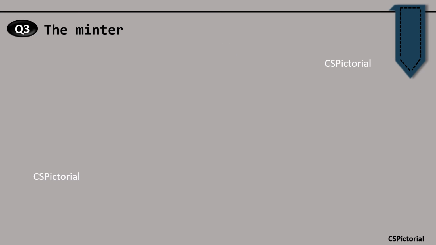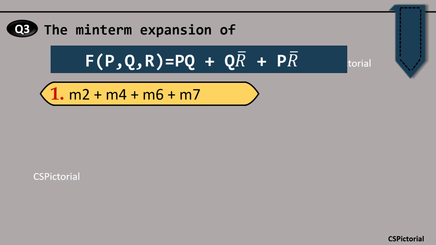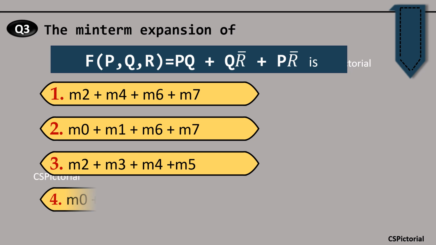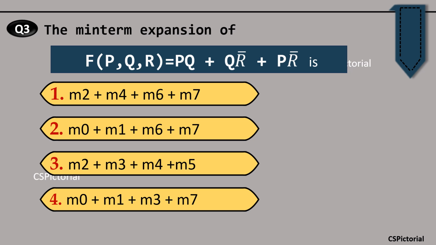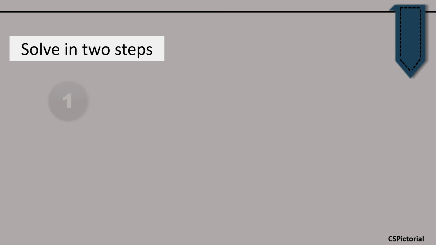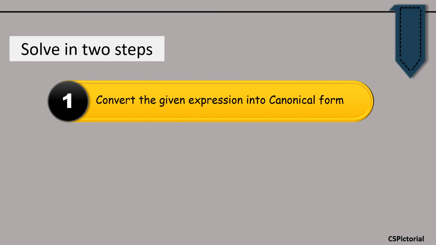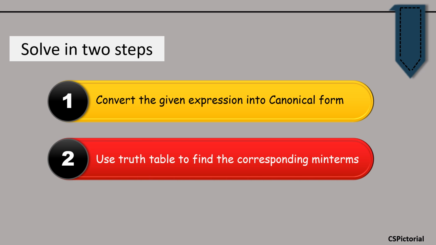In this problem, we need to find the minterm expansion of a given SOP expression. F of P, Q, R is equal to PQ plus QR bar plus PR bar. The options are given. The solution to this problem involves 2 steps. First, convert the given SOP expression into its canonical form. Then use the truth table to find the corresponding minterms.